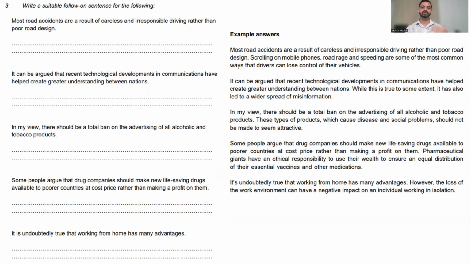Some people argue that drug companies should make new life-saving drugs available to poorer countries at a cost price rather than making a profit on them. Pharmaceutical giants have an ethical responsibility to use their wealth to ensure an equal distribution of their essential vaccines and other medication. So you give an opinion and then you are providing the reason of your opinion. Okay, good. All right, let's look at the last one.